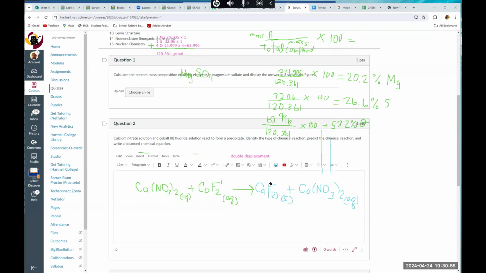Wait, why is cobalt nitrate aqueous again? Because when it comes together, it's soluble. Like if you have cobalt 2 nitrate, anything with nitrate is always going to be soluble. So it's always going to dissolve in solution. Okay.